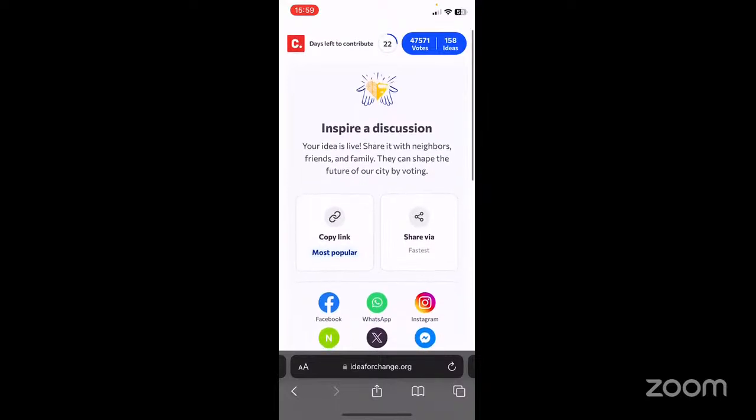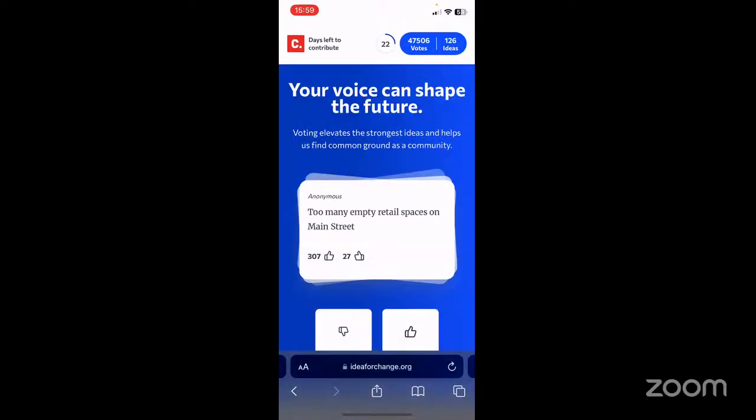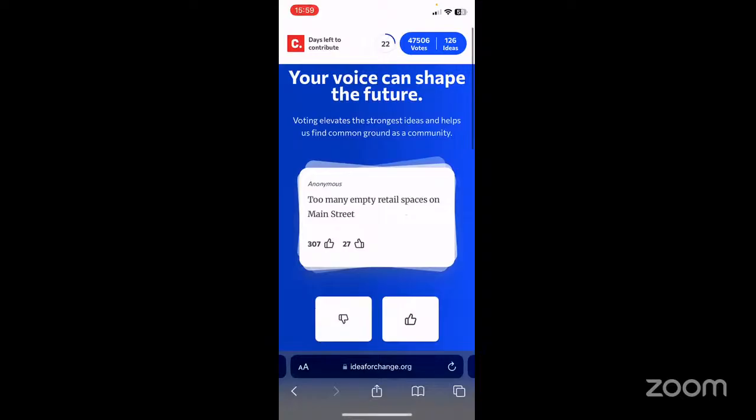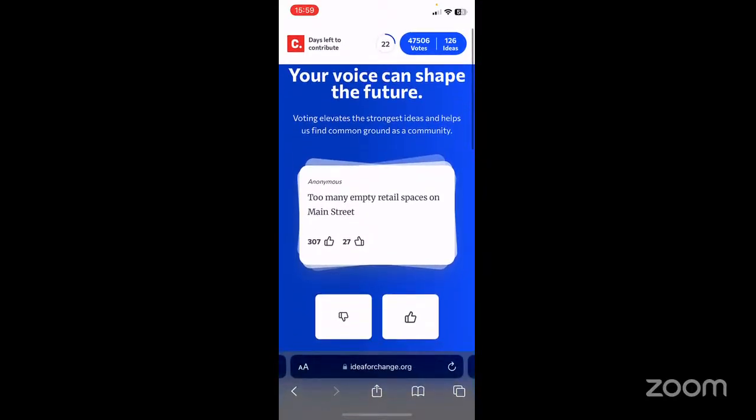And what would you be most likely to do next at this point? Yeah, very cool. And then I think I would just continue to vote.